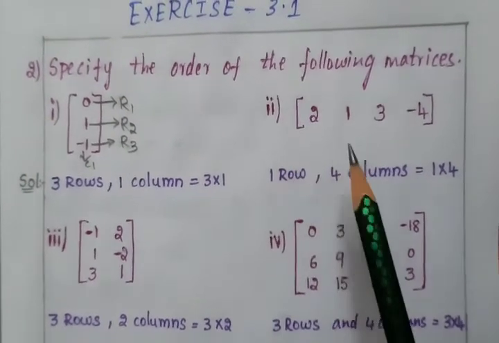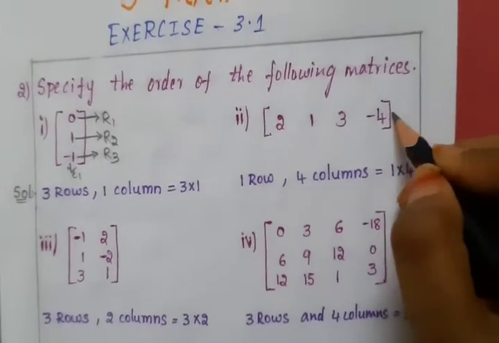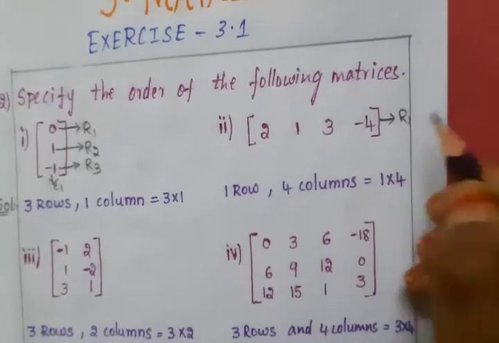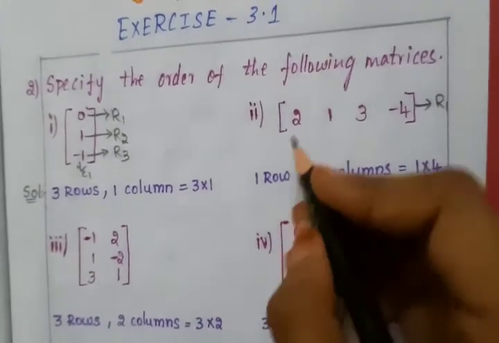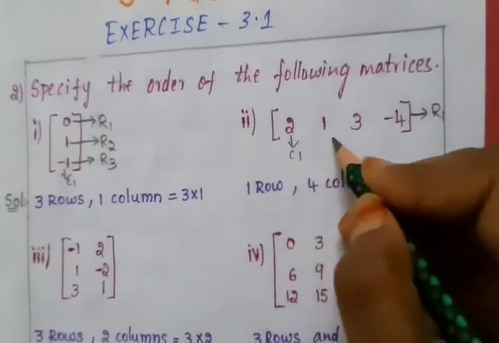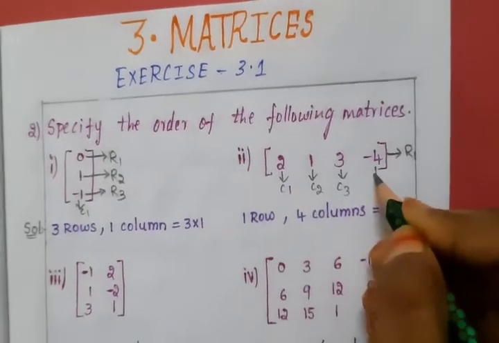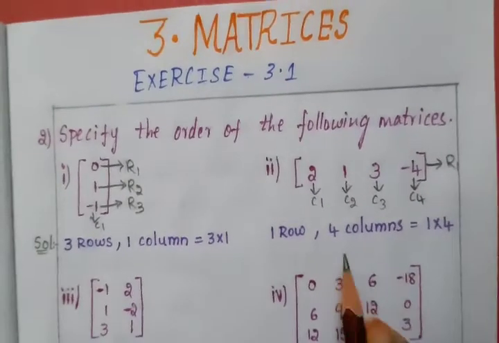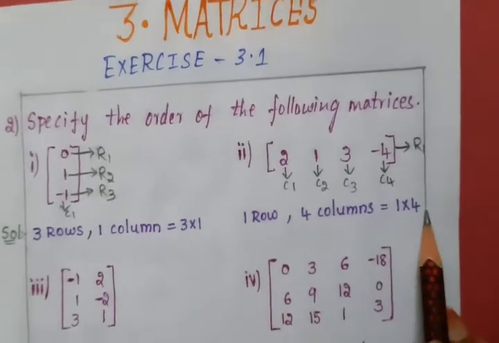Second sub-question. 2, 1, 3, minus 4. How many rows it has? Only 1 row. So 1 row it has. How many columns it has? C1, C2, C3, C4. It has 4 columns. 1 row, 4 columns equal to 1 by 4.